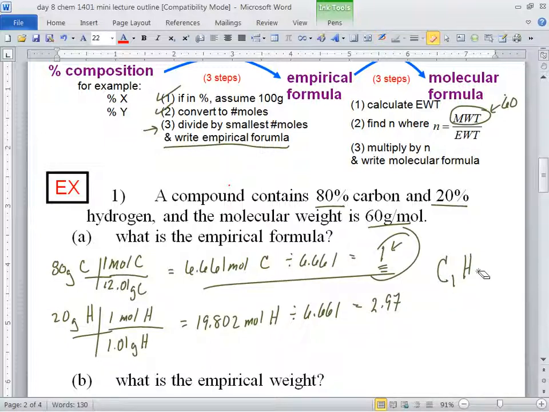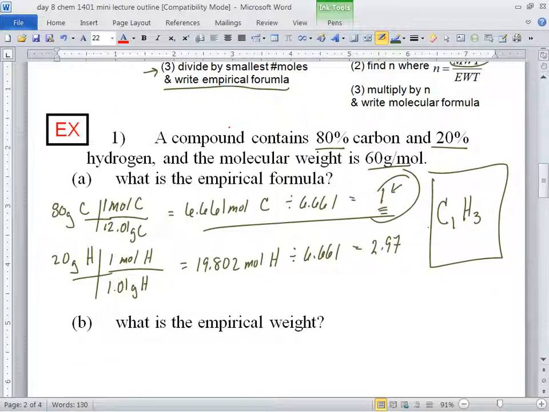And the H will be 3. Well, 2.97, but that one you round up to 3. It's really, really close to 3. Okay? So this is our empirical formula. You see how we did that?